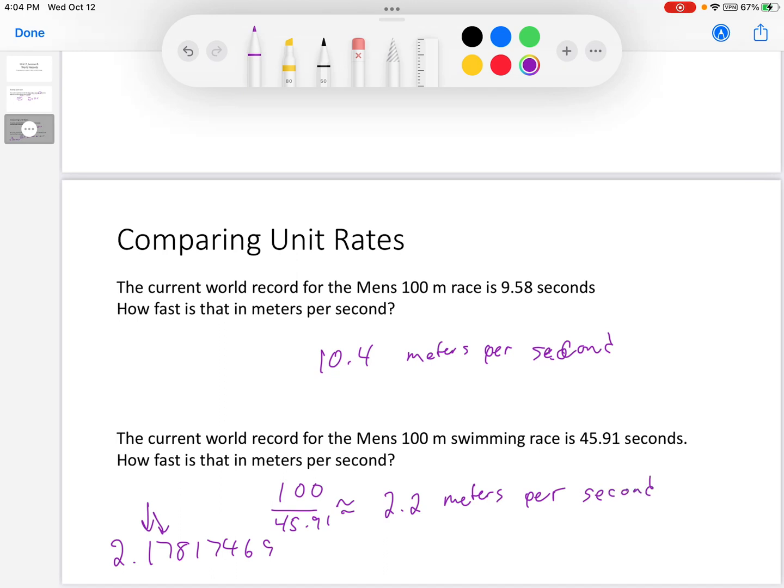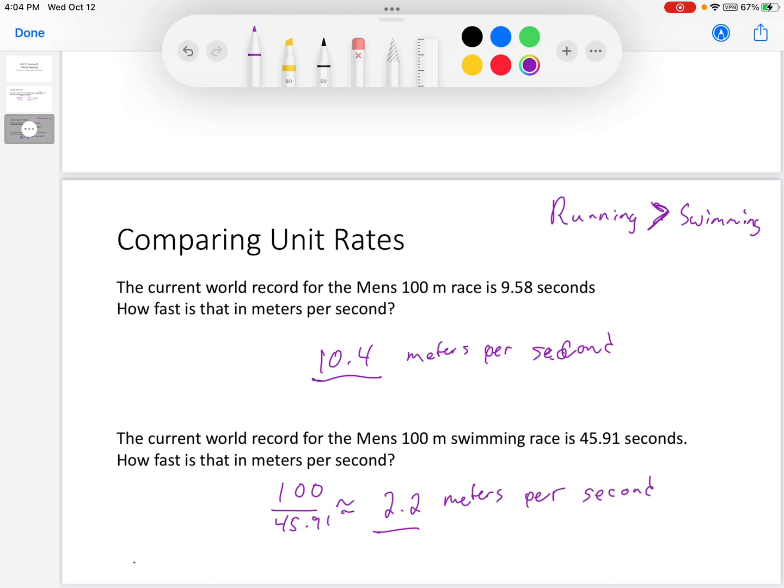So are these men faster on land where they're running, or faster in the water where they're swimming? Well, 10.4 is a lot bigger than 2.2. Therefore, the running is greater than swimming. Which makes sense, because swimming really has a lot of friction.